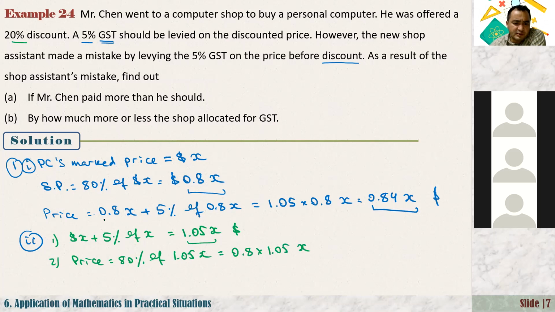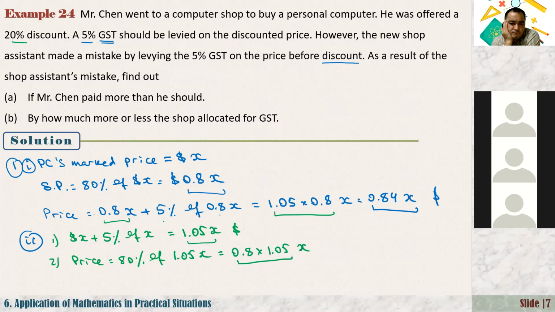So what's the mistake here? Where did I make a mistake? Here first, he makes a discount. After that, 5% of this 0.8. So that's 0.05, 1.05. Hussein, what is the mistake? Where did we make a mistake here? Why did we get the same answer here? 0.8 times 1.05, 0.8 times 1.05.